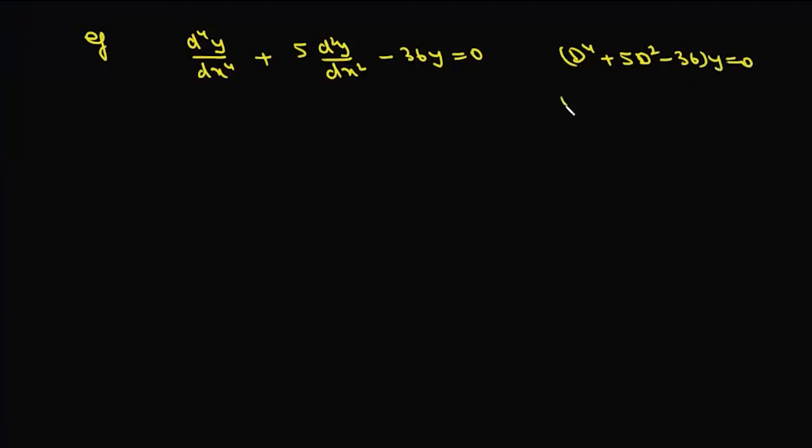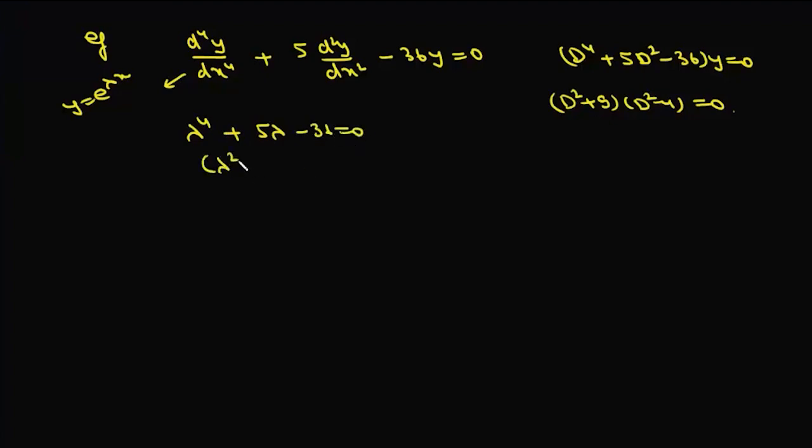We can factorize this as d square plus 9 into d square minus 4 equals 0, or we could have taken the solution as y equals e to the power lambda x, and then we get the characteristic equation as lambda to the power 4 plus 5 lambda square minus 36 equals 0. Again we'll get the same values, lambda square plus 9 and lambda square minus 4 equals 0. So the value of lambda will be plus or minus 2 and plus or minus 3i.